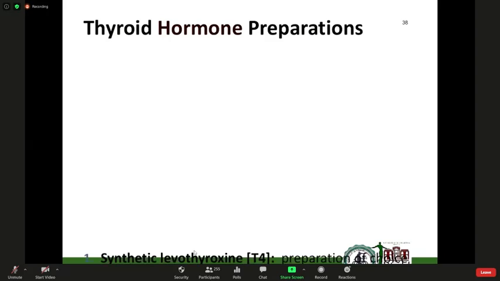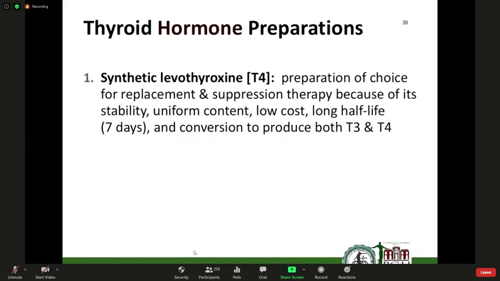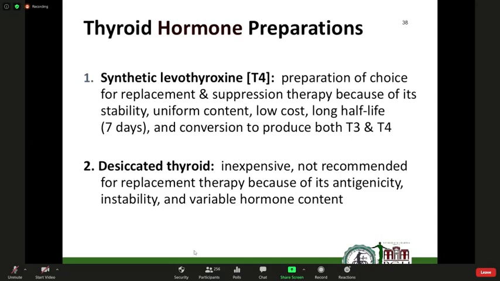And like I said, the drug of choice is synthetic levothyroxine, or shorthand LT4, because of its stability, uniform content, relatively long half-life, and within the body, it is converted in the peripheral tissue to T3. Now, desiccated thyroid used to be available internationally. It's not anymore, so that's just a historical highlight. Also because of its antigenicity and variable hormone content, it's not given anymore.